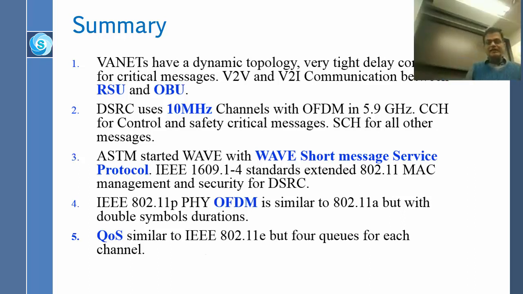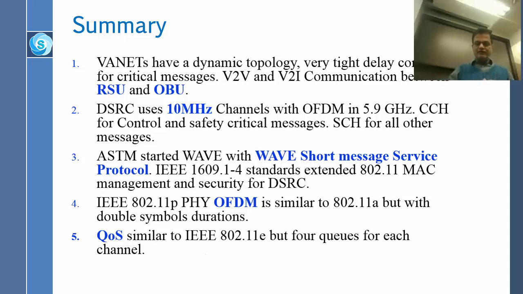Now, they have only 10 megahertz, and therefore everything has been squeezed down from 802.11a to half in the frequency domain, and therefore twice in the time domain. The frequency parameters are the same, the number of subcarriers is the same, and therefore in the time domain everything becomes twice. And then they have 5 channels: one control channel and 4 service channels.